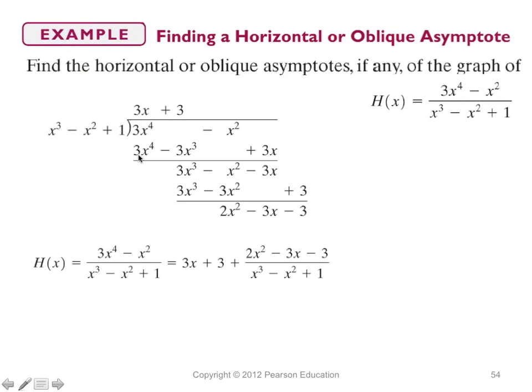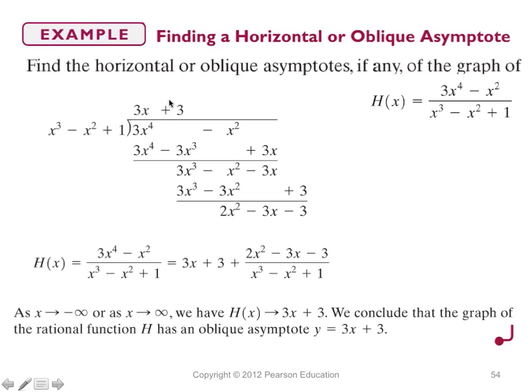So if you actually do this, all you care about is this entire part here, which is just going to be 3x plus 3. So that means that our graph is going to have an oblique asymptote. The equation of that oblique asymptote would just be y equals 3x plus 3.